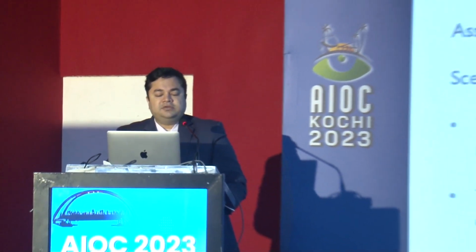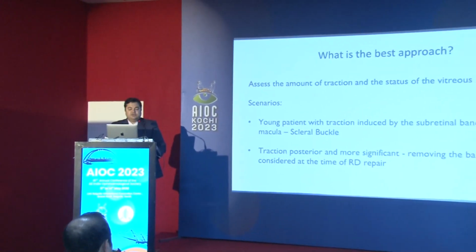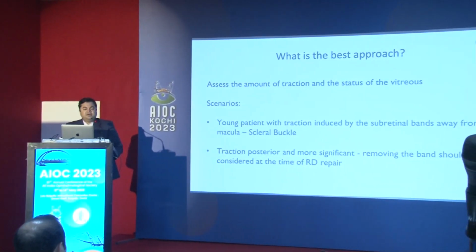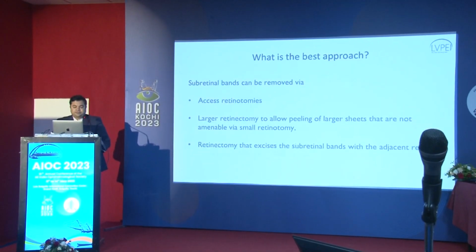If you look at the approaches to remove these bands, it can be either a subretinal approach or via an axis retinotomy. So what is the best approach? We have to assess the amount of traction and the status of the vitreous. Say, for a young patient where the traction induced by the subretinal bands is away from the macula, maybe a scleral buckle is indicated, or if the traction is posterior and more significant, removing the band should be considered at the time of the retinal detachment repair.